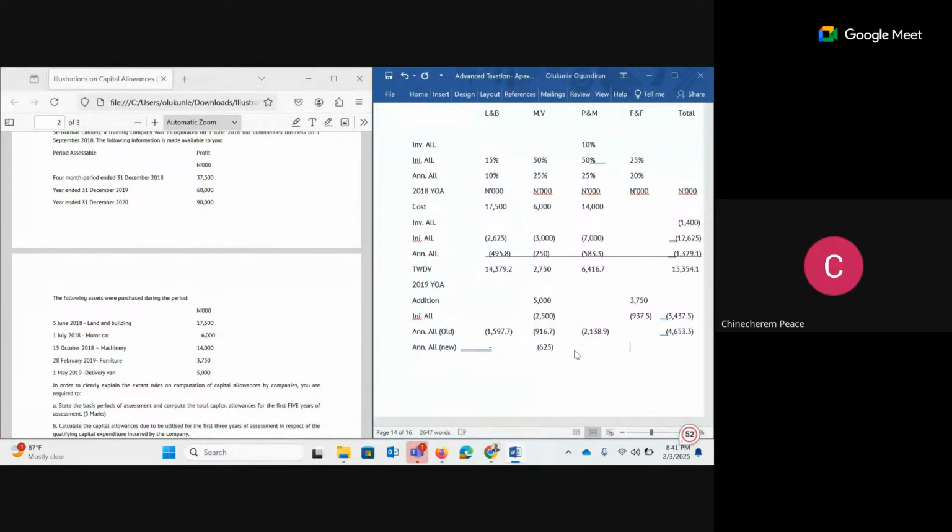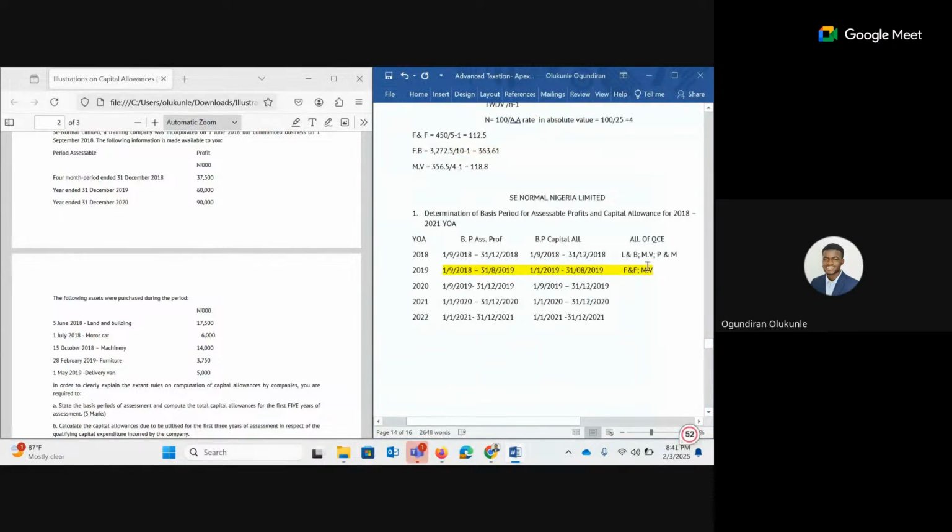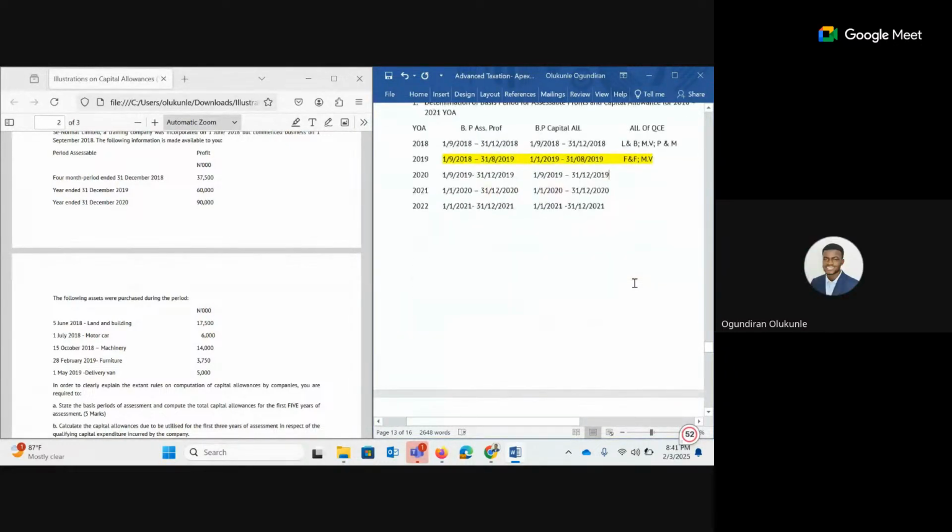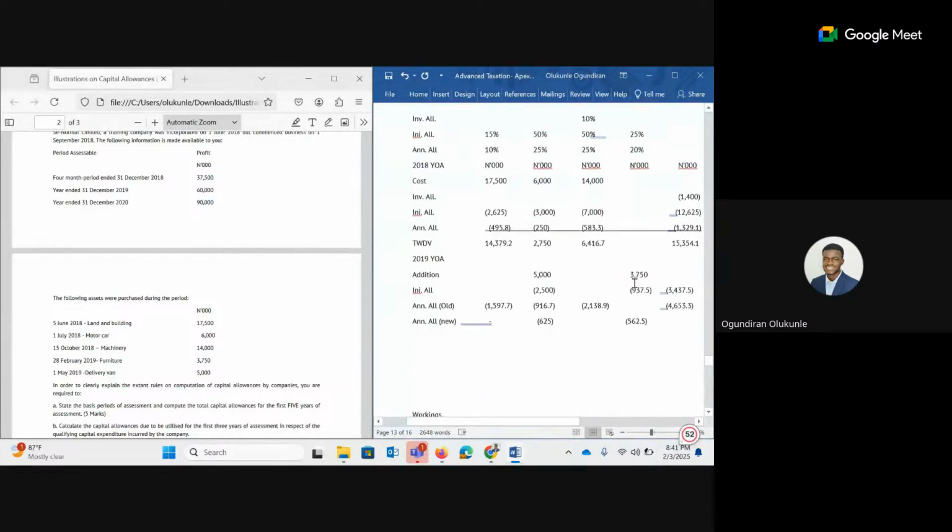10,000. So let's do the next one. 3,750 minus 937.5 times 20%. 562.5. The reason we are charging initial allowance is because we bought new assets. If you check very well on our allocation of QC, you realize that we bought a new asset in 2019. That's why we're charging initial allowance on the new assets only. Hope that clarifies.